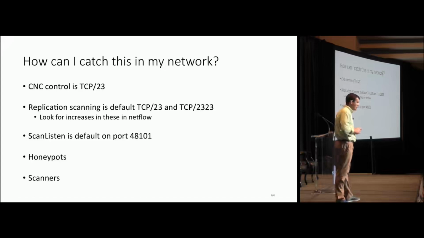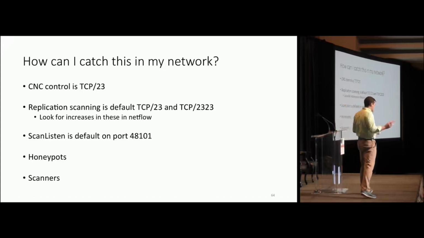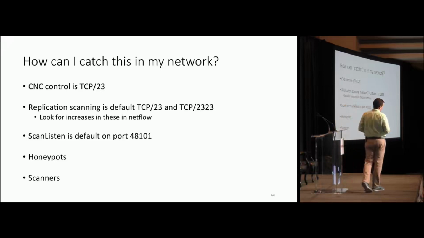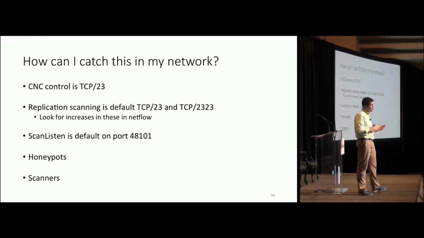So how can I catch this in my network? Out of the box, these are the parameters, right? Unmodified command and control runs on telnet. That might be interesting to us because we're probably not seeing a lot of telnet. We shouldn't see a lot of telnet in our networks, I would think. So that's one way. But as we see, it's modifiable, so I would suspect that not all variants of it are running this way.